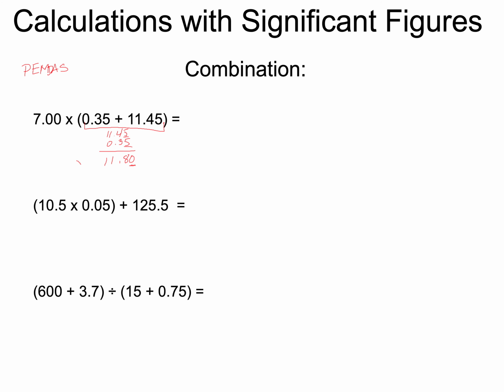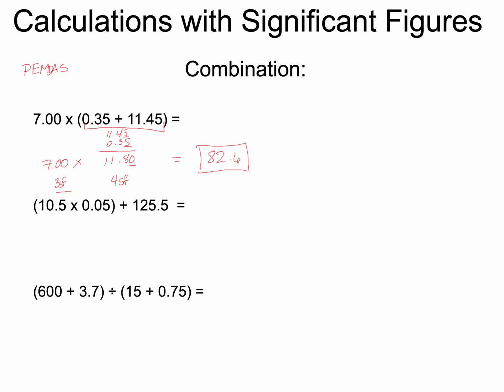And then now we're going to multiply the 11.80 times 7.00. So we're multiplying now, and now we need to take into account the lowest number of sig figs. So 7.00 is 3 sig figs, 11.80 is 4 sig figs. Our answer at the end of this should be in 3 sig figs. So when you do this in the calculator, my calculator gives me 82.6. And it turns out that that is 3 sig figs, so that is actually our answer.